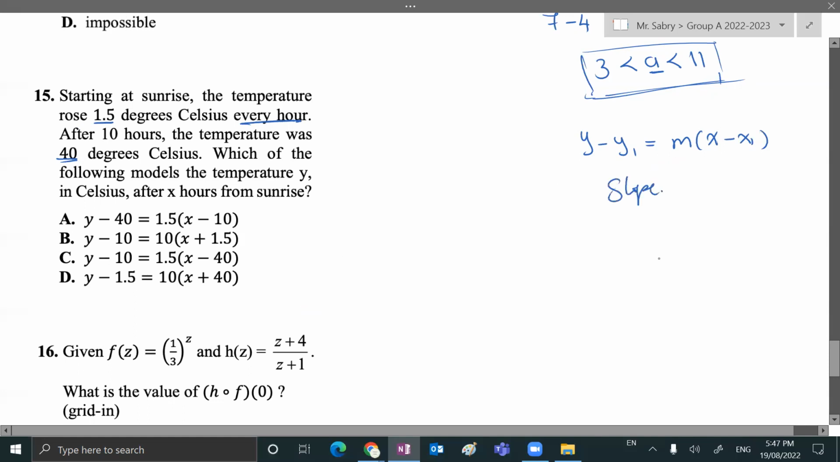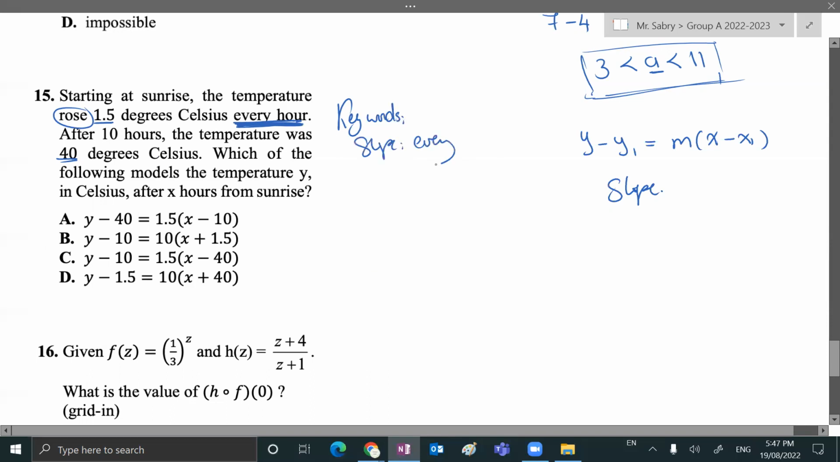What is the slope in this question? They say 1.5 degrees Celsius every hour. Rose means increase 1.5 degrees Celsius every hour. If you remember, I kept telling you there are keywords for the slope and there are keywords for the intercept. What are the keywords for the slope?